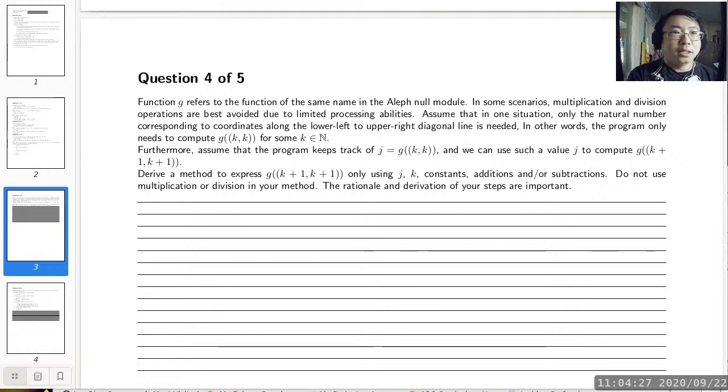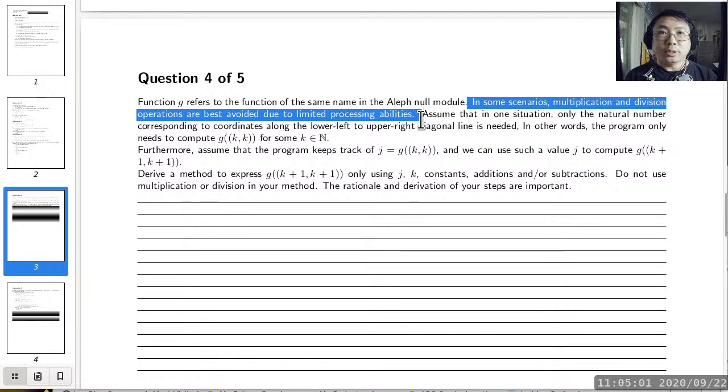Yep, exactly. All right, so what we'll do is we are moving on to question number 4. So question number 4, okay, I'm just going to read out the question and then we'll go ahead and answer it. Function g, which refers to the aleph null module, the space folding function. In some scenarios, multiplication and division operations are best avoided due to limited processing abilities. So this particular statement, let me just highlight it here, because I want people to understand the context of this question, because that really helps to understand what I'm expecting people to answer.